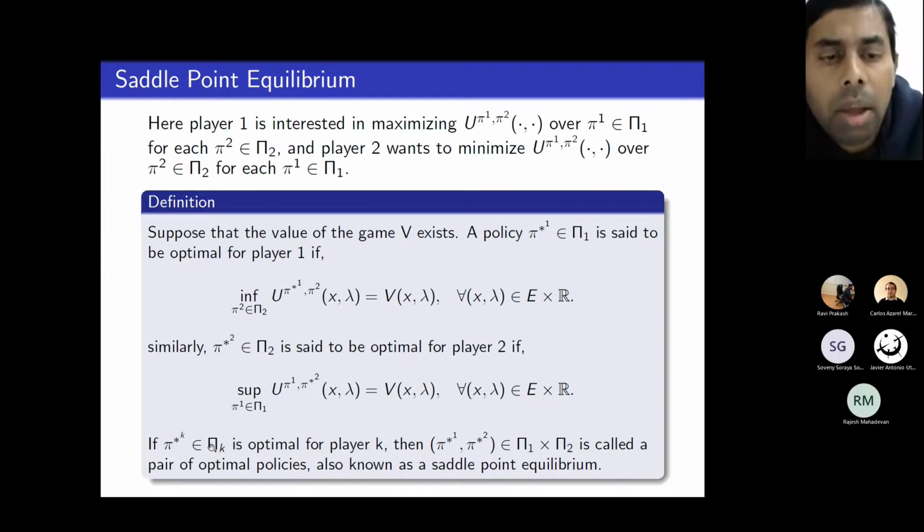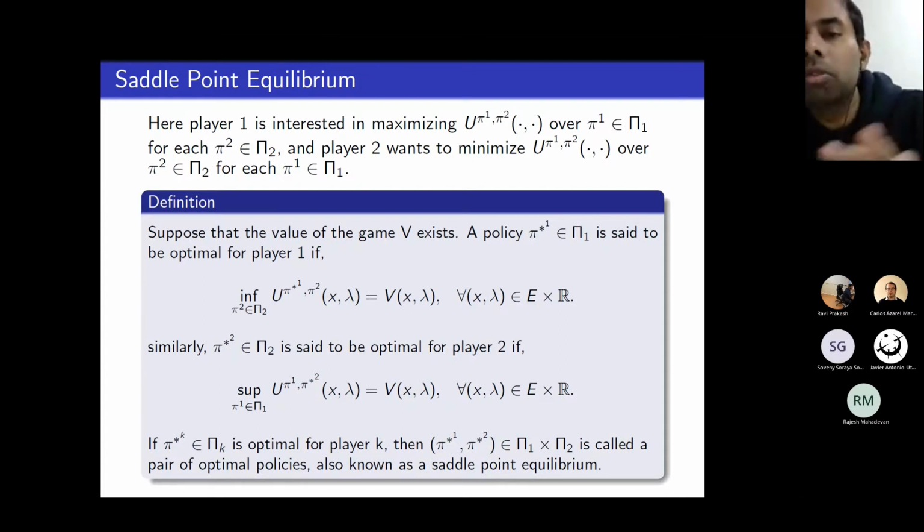Now, if this pi star k belonging to pi k is optimal for player k, that means for player 1 and player 2, then if I look at this pair, this is called a pair of optimal policies, or also referred to as a saddle point equilibrium. Now, in a stochastic game problem, the two basic aims are to show that the game has a value and to show that there exist optimal policies for player 1 and player 2 respectively.